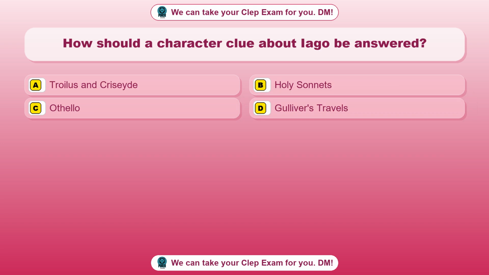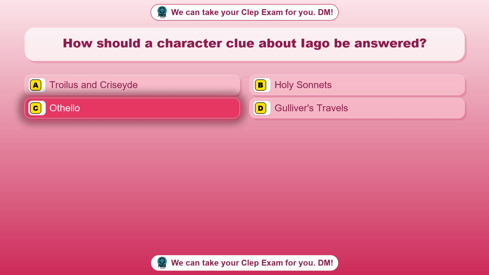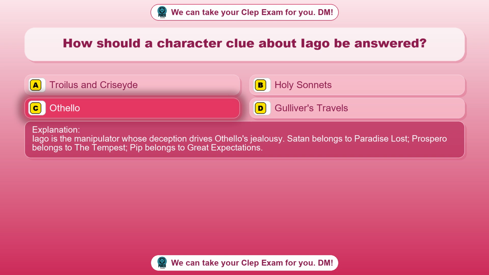Question 63. How should a character clue about Iago be answered? Option A. Troilus and Criseyde. Option B. Holy Sonnets. Option C. Othello. Option D. Gulliver's Travels. The correct answer is option C. Othello. Iago is the manipulator whose deception drives Othello's jealousy. Satan belongs to Paradise Lost, Prospero belongs to The Tempest, Pip belongs to Great Expectations.